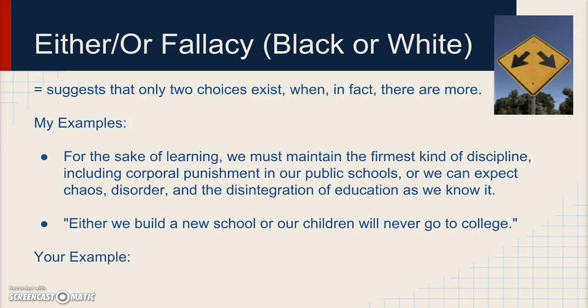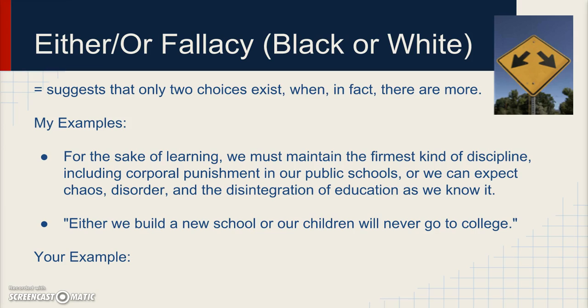So some examples. You could say, for the sake of learning, we must maintain the firmest kind of discipline, including corporal punishment in our public schools, or we can expect chaos, disorder, and the disintegration of education as we know it. It's simply giving two options here. You can either maintain discipline or chaos will ensue. And we know that those aren't the only two options involved in that subject.